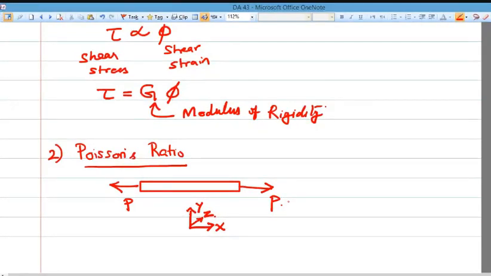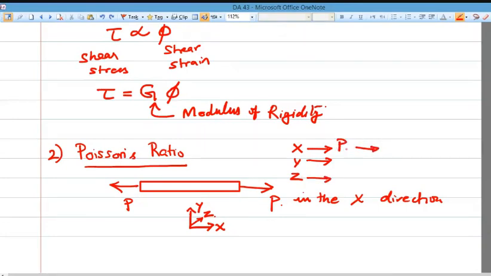You're applying the force P in the X direction. If you apply the force P, what happens to the dimensions in the X direction? The length increases. That is, the dimension or the length increases in the X direction. Now what happens to the Y and Z direction? In the Y direction, let me show you by the diagram.